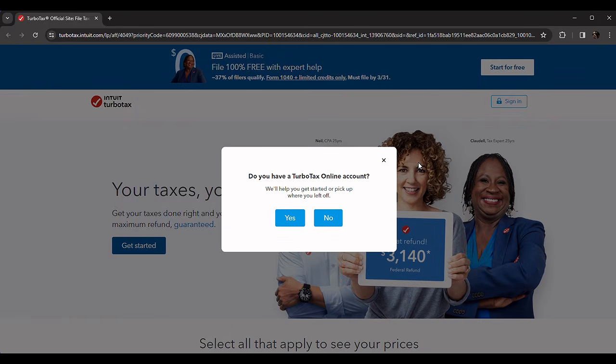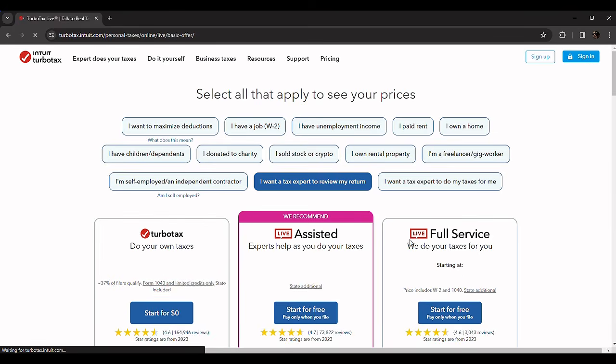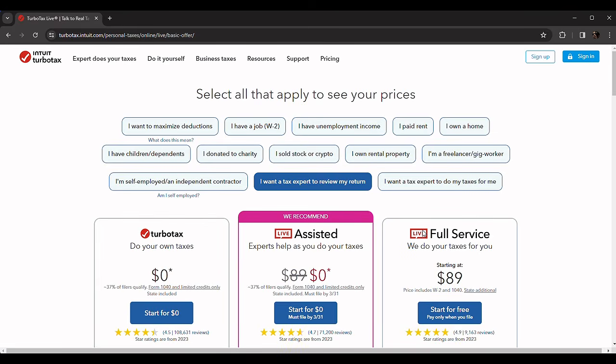Okay. So it says, do you have a TurboTax online account? And if you don't, let's just say no, that you don't. Okay, so they're going to ask you the basic questions. This is the start. First of all, they're asking you these questions for two things. One is to see if you're going to qualify for the free edition, to see your price. And the second thing is so that they can ask you the relevant questions that you need to complete your tax return.